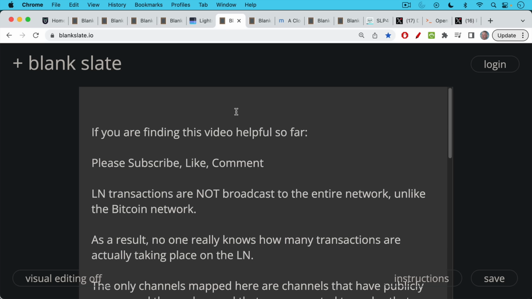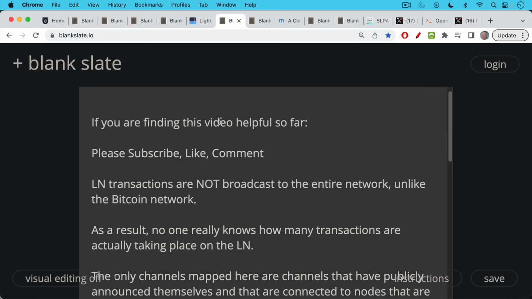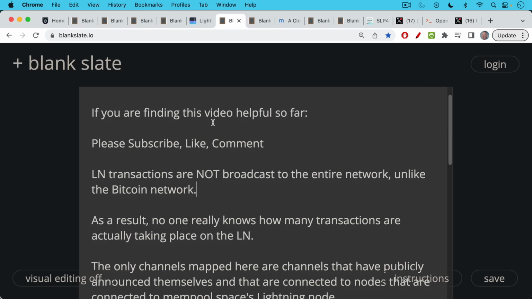Now, Lightning Network transactions are not broadcast to the entire network, unlike the Bitcoin network. In other words, on the Lightning Network, you just have the money moving through these individual channels and the entire global network is not notified. So as a result, no one really knows how many transactions are actually taking place on the Lightning Network.